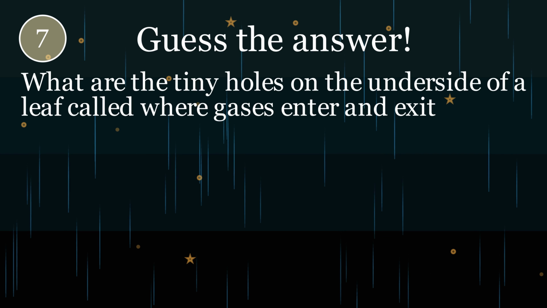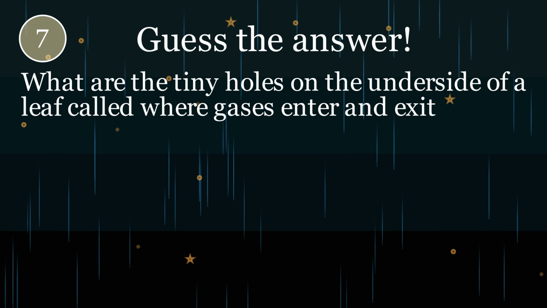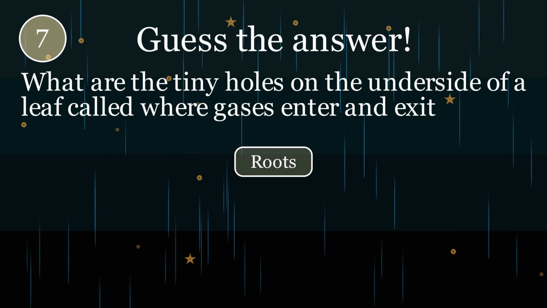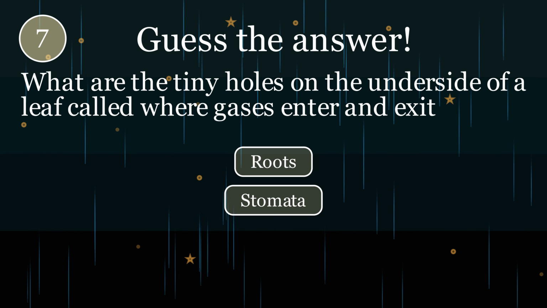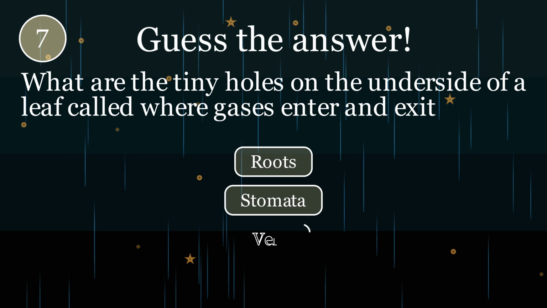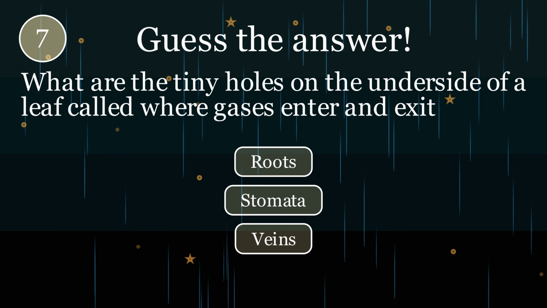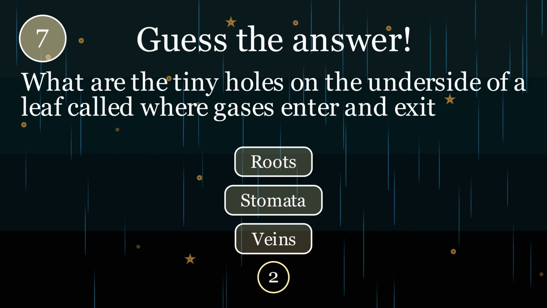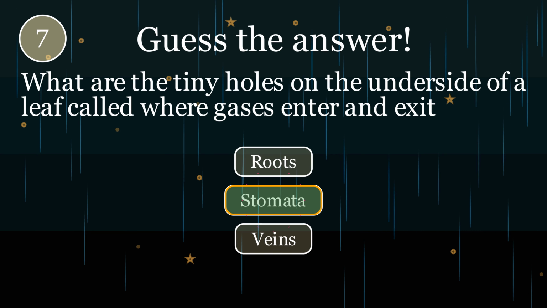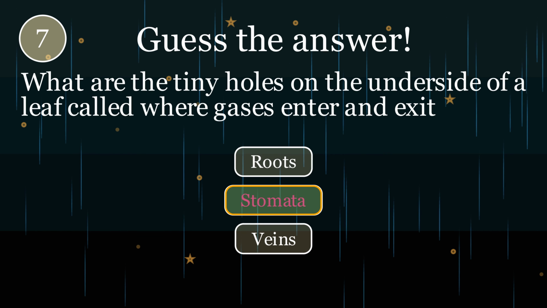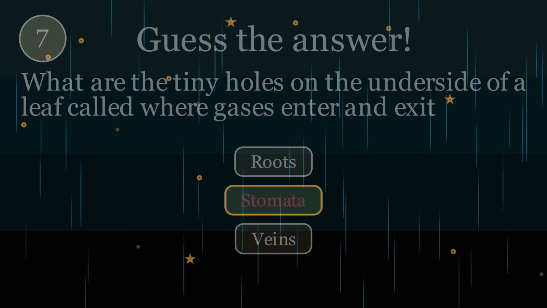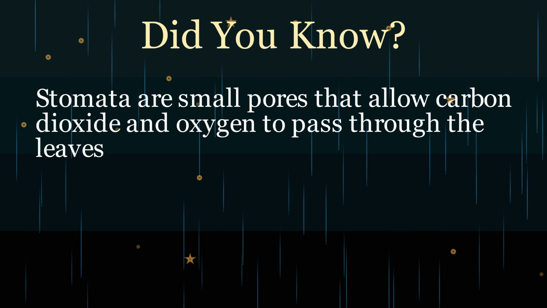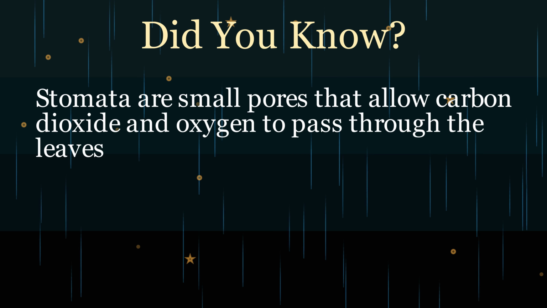What are the tiny holes on the underside of a leaf called where gases enter and exit? Roots. Stomata. Veins. The correct answer is stomata. Knowledge boost: stomata are small pores that allow carbon dioxide and oxygen to pass through the leaves.